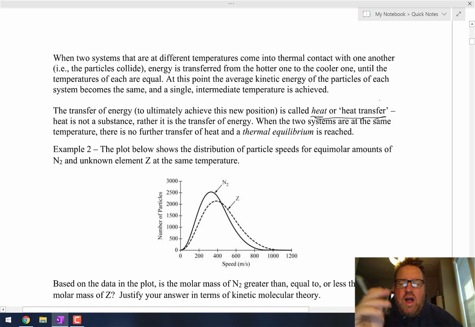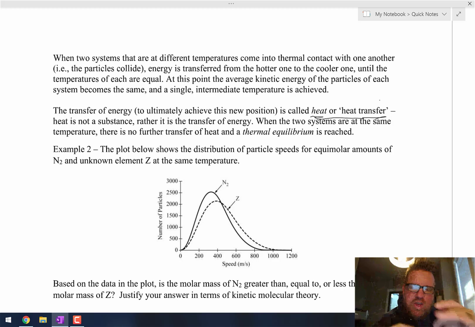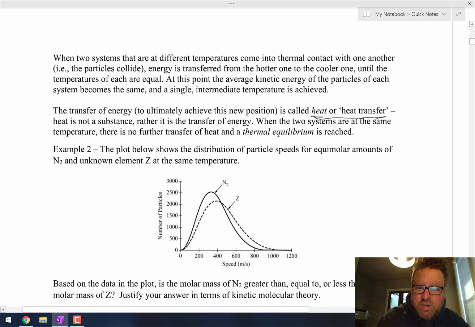This transfer of energy from the hot thing to the cold thing is, again, what we call heat or heat transfer. On a hot day when you go outside, of course it's hot outside, but the reason that you feel that it's hot is because the heat from the hot air particles is hitting your skin, transferring the heat to your skin, and you go, oh, it's hot. So heat is not a substance. It is simply a transfer of energy from one thing to something else. And again, when two things are at the same temperature, you have reached thermal equilibrium.